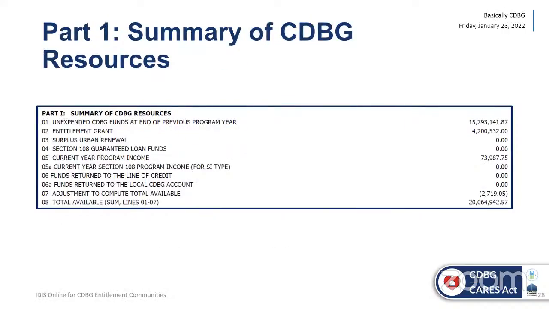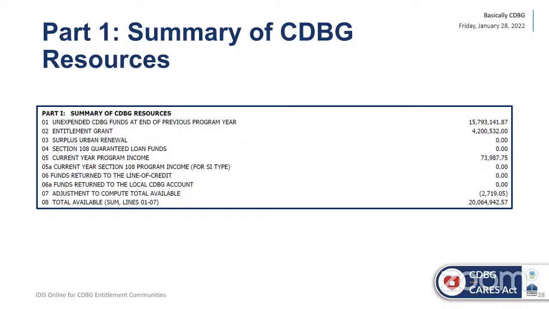So the first part is your summary of your resources, and line 1 is the one thing that you do have to enter into IDIS, because that line is not automatically generated by the system. So there's a section in IDIS where you have to go where it says edit parameters for the PR26. It's on the report screen when you first click on the reports menu. And that's where you have to go in and add a new program year, and then enter your line 1. And I can just say that I see lots and lots of PR26 reports that the grantee hasn't entered line 1.